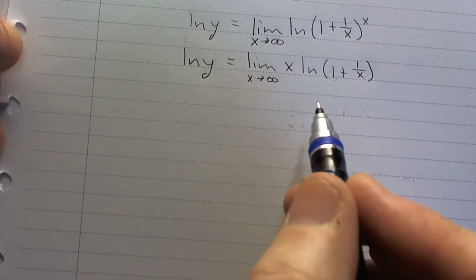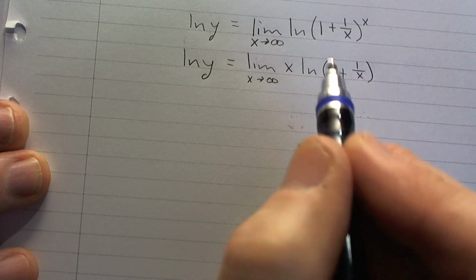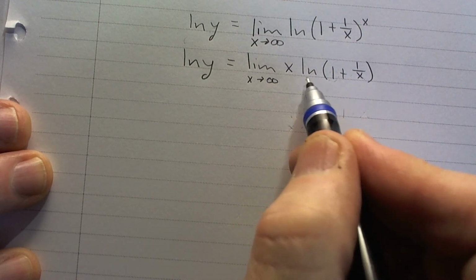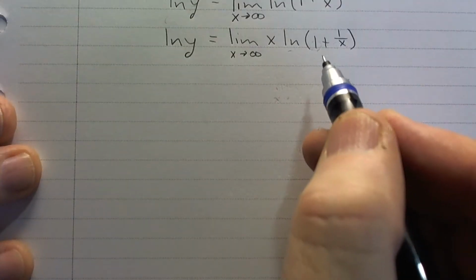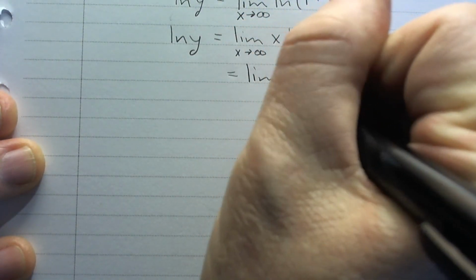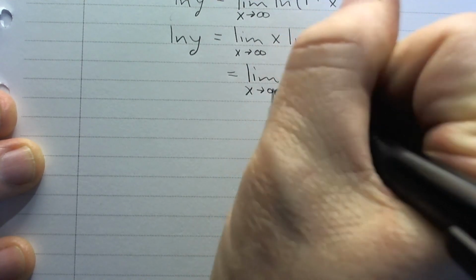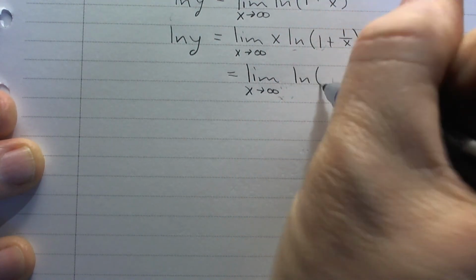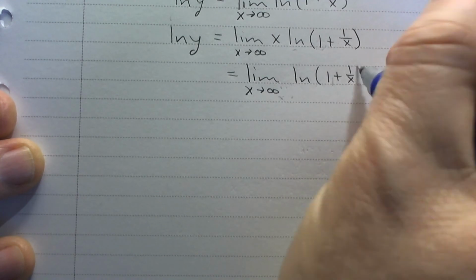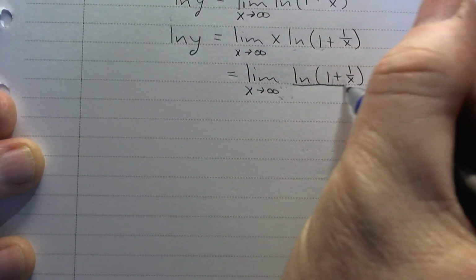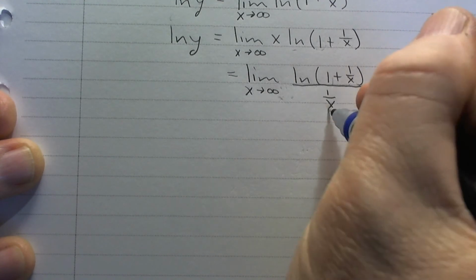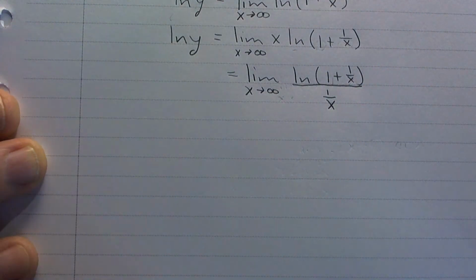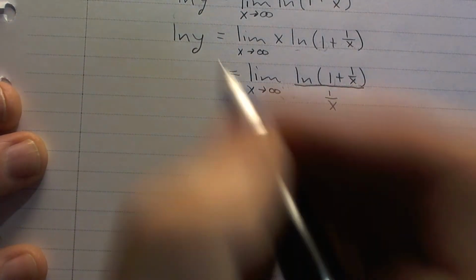Now we're almost ready to use L'Hopital's rule. Remember, we need a numerator and a denominator. So we're just going to use this trick where I can write this as the limit as x goes to infinity of log 1 plus 1 over x, and instead of multiplying by x, I'll divide by 1 over x. So that solves that problem of needing a denominator. So that's the little trick that we use. Now I can differentiate the top and the bottom.